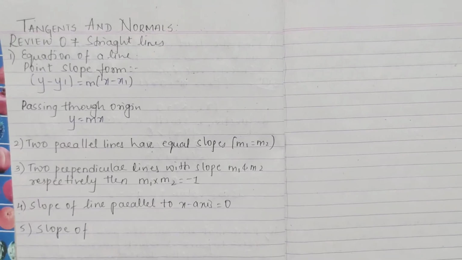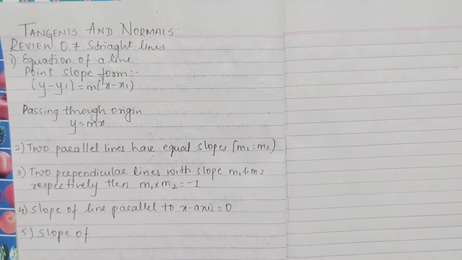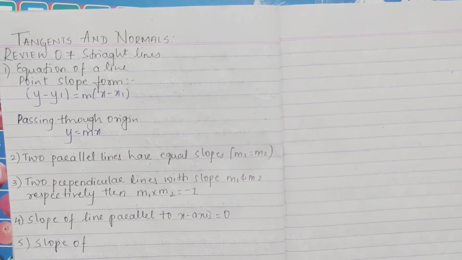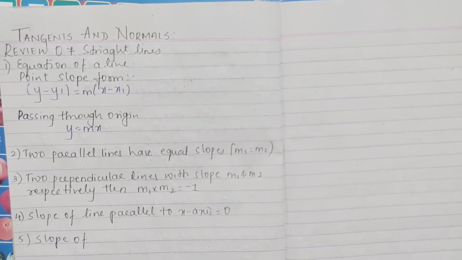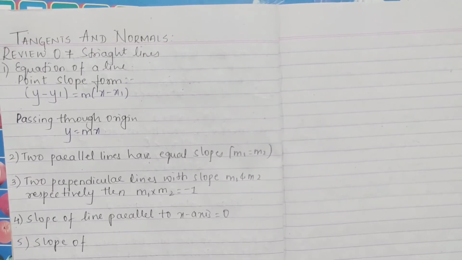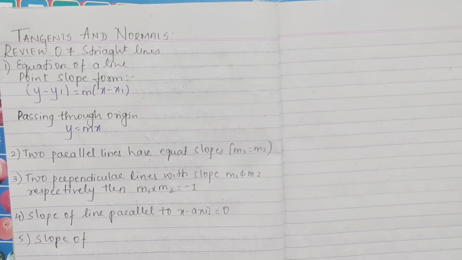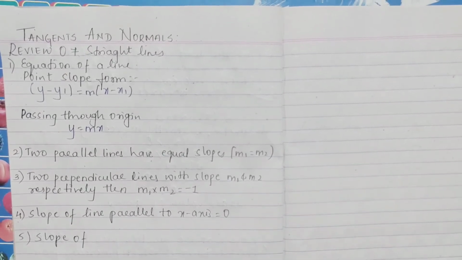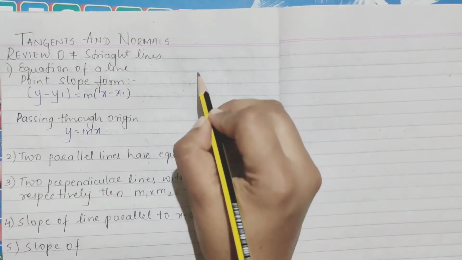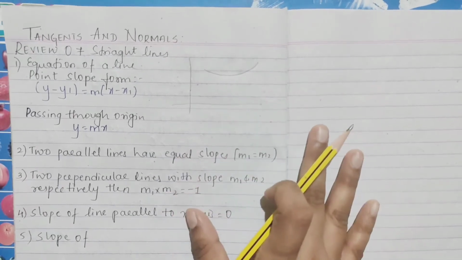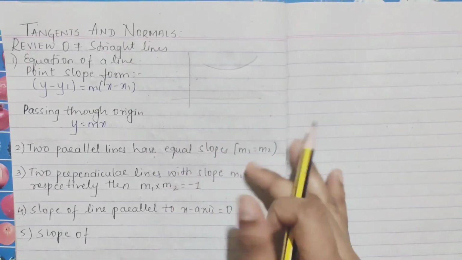Next topic is tangents and normals. So we will see what is a tangent and what is a normal. Okay, so here they have given the equation of a tangent and equation of a normal. Before that we'll see what is a tangent and normal. Now suppose I take any curve. This is my number line and I've taken a curve.